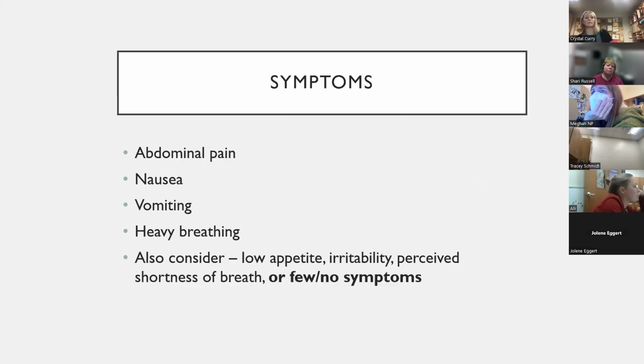In patients with diabetes and in all patients, symptoms of ketones would include abdominal pain, nausea, vomiting, and if you are acidotic, your body is trying to get rid of that extra acid by essentially breathing it off, by producing more carbon dioxide. So patients who are acidotic can have heavy breathing, can have labored breathing, sometimes, but not always, they can feel like they're actually short of breath.